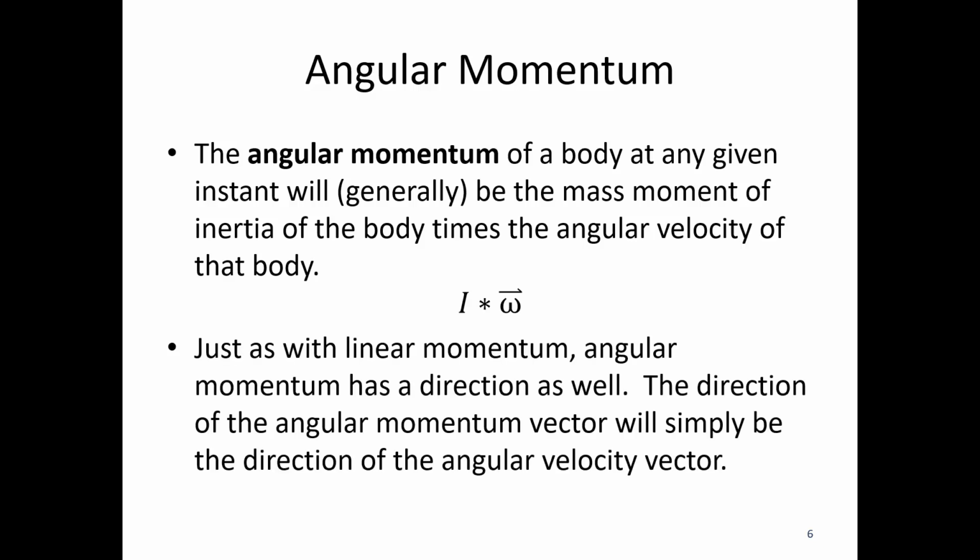So just as with linear momentum, angular momentum has direction as well. Generally, the direction of the angular momentum vector will simply be the direction of the angular velocity vector. So whatever the angular velocity direction is, that's the same direction we attribute to the momentum as well.